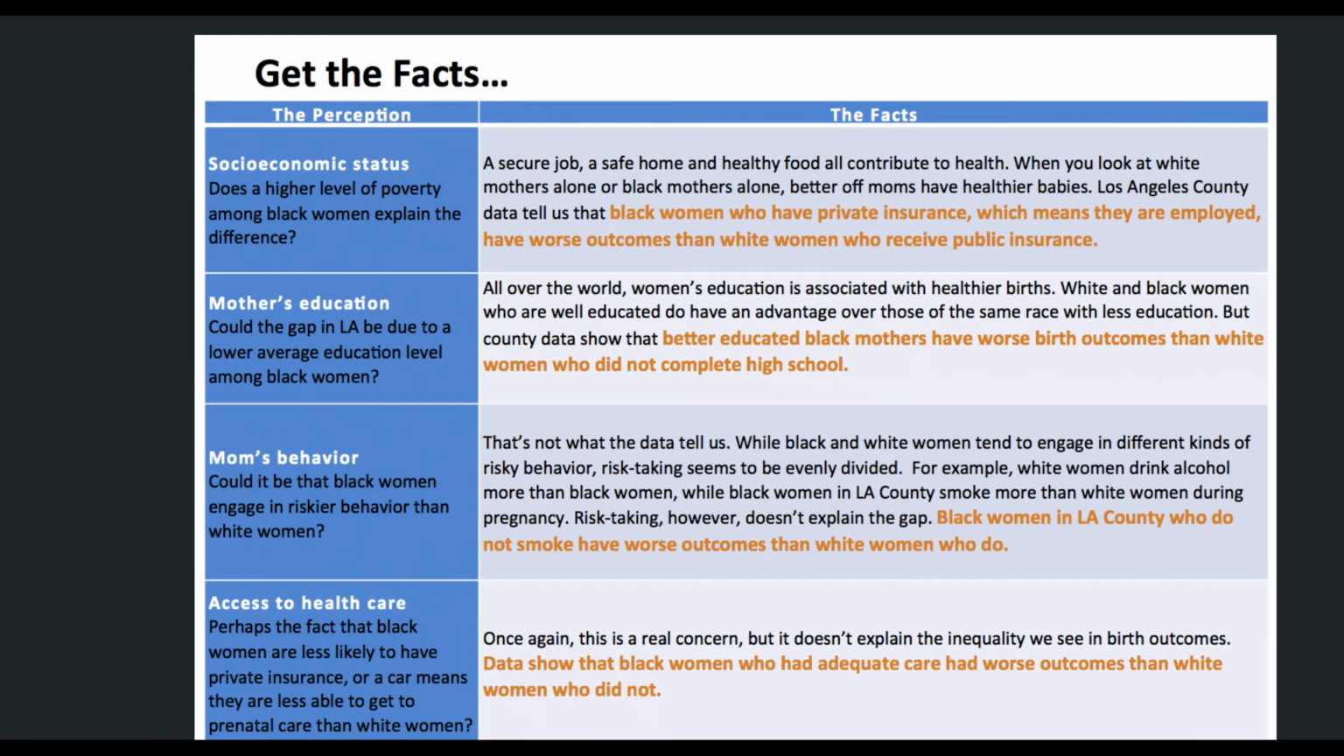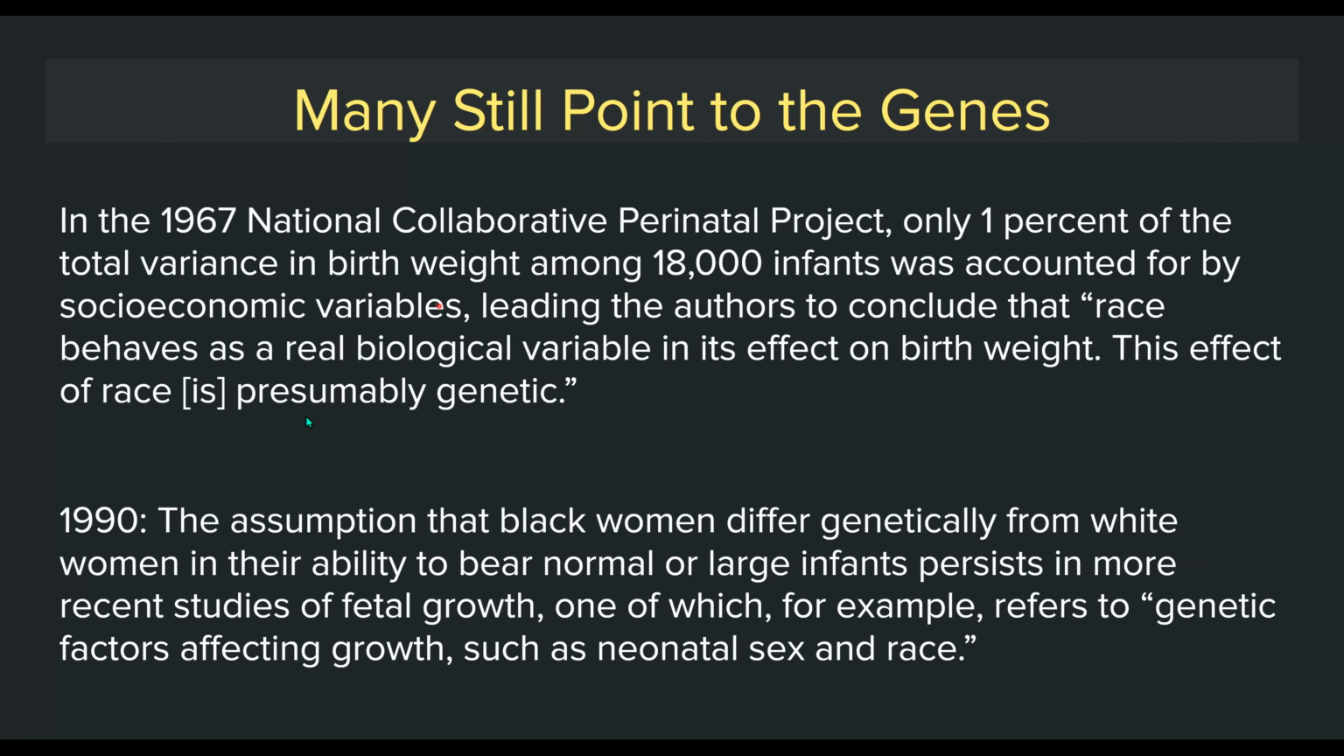So a lot of people still point to the genes. Here is a quote from 1967, and they concluded that only 1% of the variance in birth weight among infants was accounted for by socioeconomic variables. Furthermore, they concluded that race behaves as a real biological variable in its effect on birth weight. And this seems like a long time ago, but if these people aren't still practicing, the people that they trained are practicing. And so these ideas still exist and are very strong within medicine.